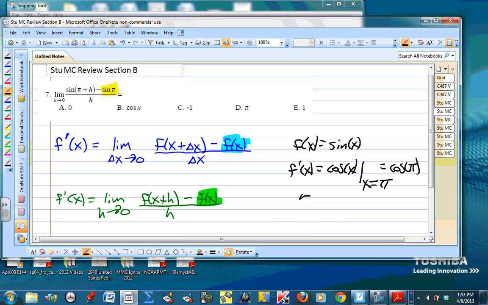All right. We'll sketch our unit circle. Pi radians, over here, 180 degrees. The coordinates of this point are -1 and 0. Remember, the cosine is the x-coordinate. So the cosine of pi is -1, which means this limit value is -1. Option C.